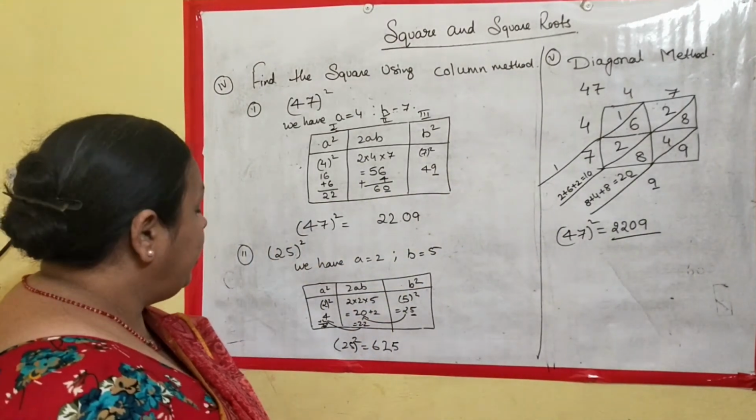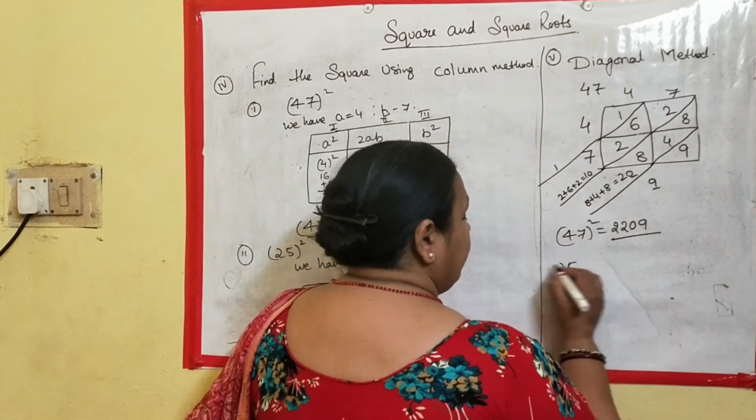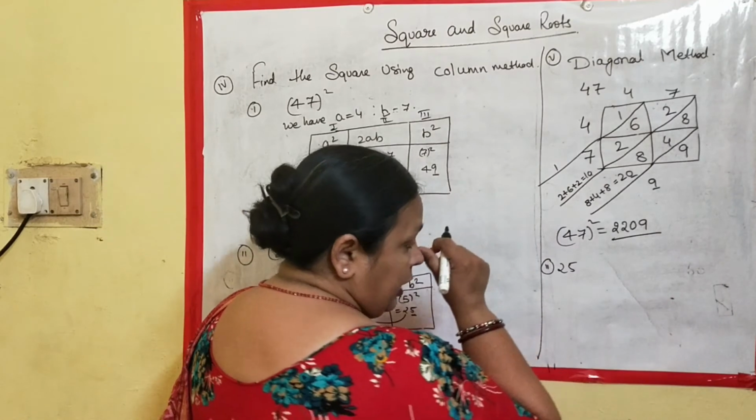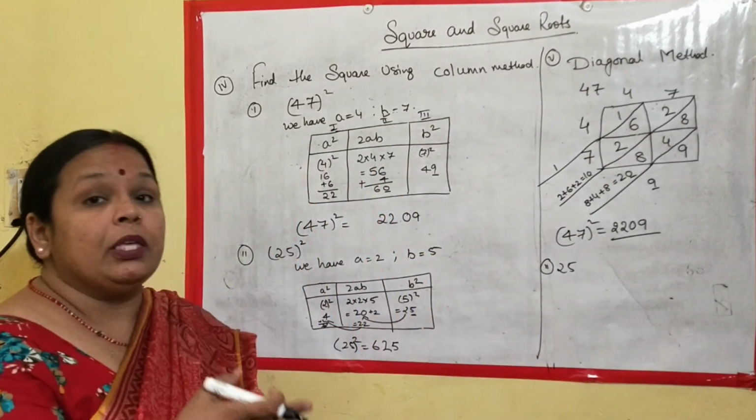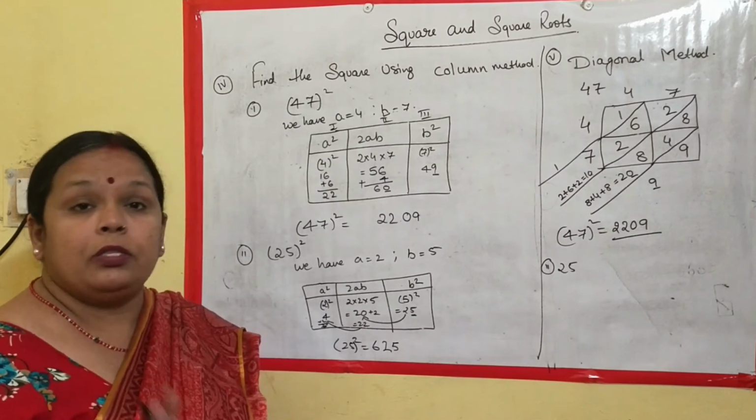Okay. Now we'll take 25, the second example, using the diagonal method. Why did I take the same example? To explain to you that whichever method we use, we are going to get the same answer.